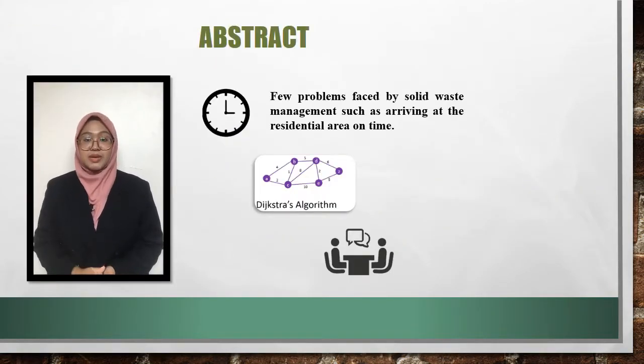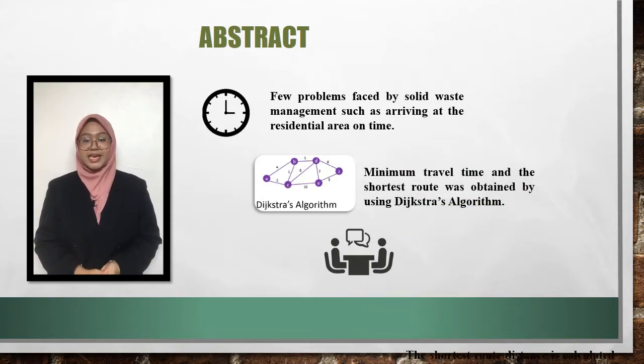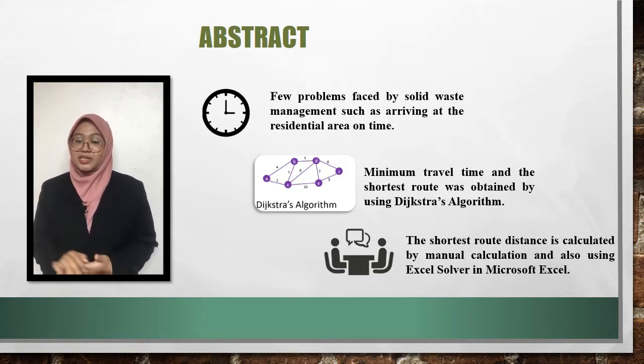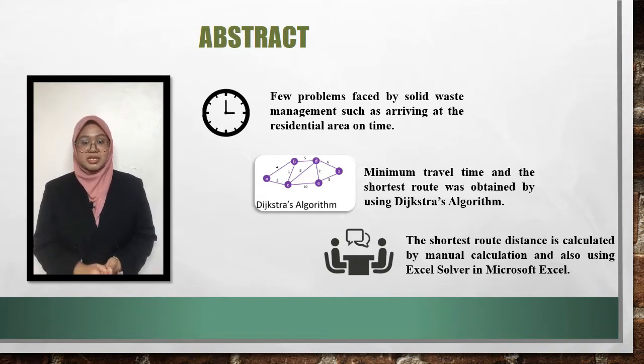Few problems faced by solid waste management such as arriving at the residential area on time. This delay will cause the residential area to smell bad and create an uncomfortable environment. Next, data for travel time from nodes to nodes is collected and obtained through Google Maps to apply the Dijkstra's algorithm. By using the Dijkstra's algorithm method, minimum travel time and the shortest route was obtained. The shortest route distance is calculated by manual calculation and also using Excel Solver in Microsoft Excel.